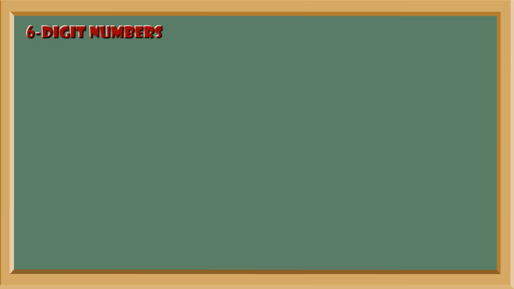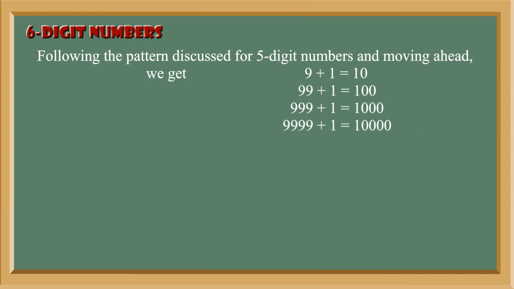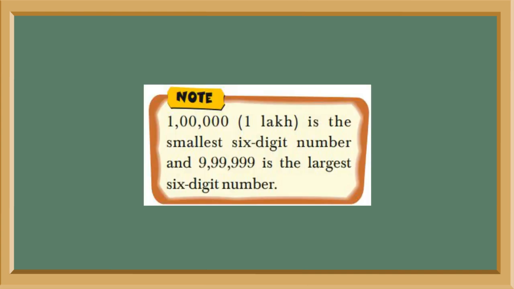6-digit numbers. Following the pattern discussed for 5-digit numbers and moving ahead, we get 9 plus 1 is equal to 10, 99 plus 1 is equal to 100, 999 plus 1 is equal to 1000, 9999 plus 1 is equal to 10,000, 99,999 plus 1 is equal to 1 lakh. 1 lakh is the smallest 6-digit number and 9,99,999 is the largest 6-digit number.